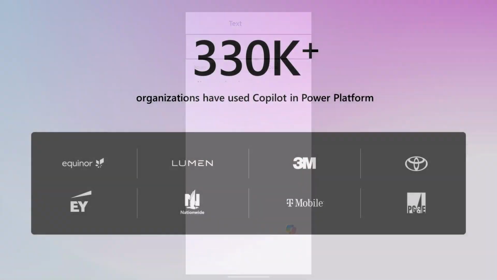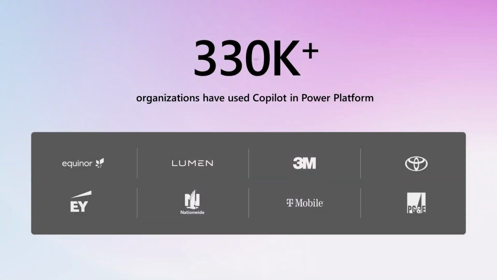We're innovating with Copilot at a phenomenal pace, but since its launch in early 2023, Copilot has already been used by over 330,000 organizations, including 3M, Toyota, EY, and PG&E. Makers using Copilot in Power Apps used 88% fewer clicks and were 60% faster when building apps than those who didn't. Copilot is already changing the way apps are built and the types of apps end users expect.